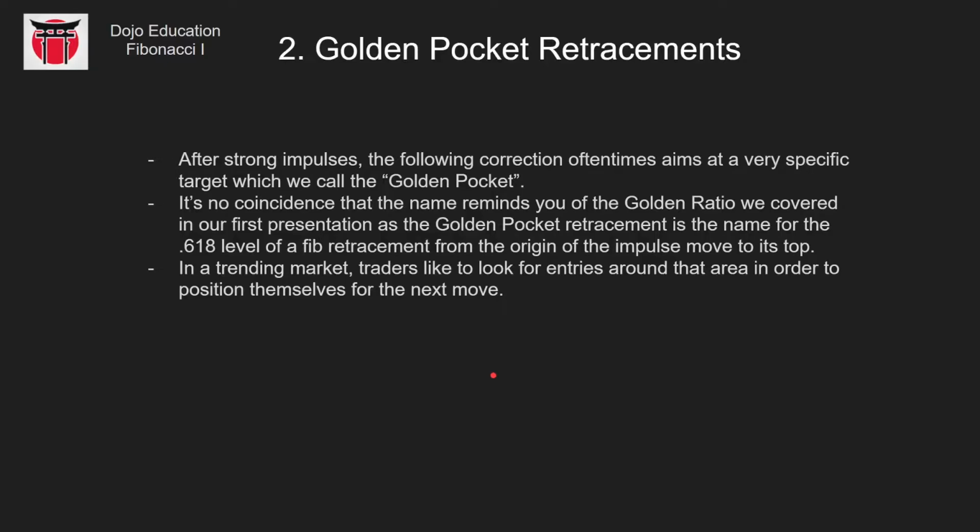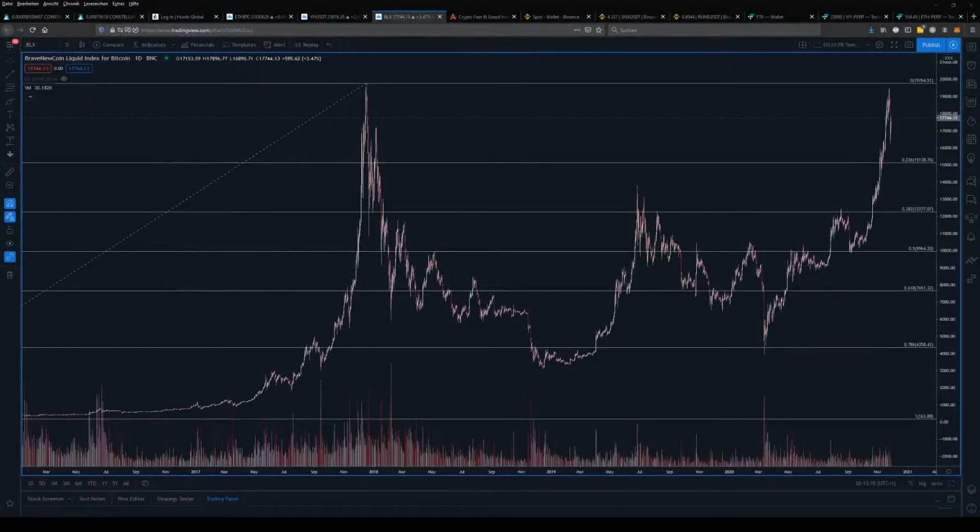In a trending market, traders like to look for entries around those levels. Like you get a strong impulse move and it pulls back, and you want to enter that trend and participate. And it can be difficult if you have no orientation at all. You might fall in at the top, or you wait too long and the market just takes off without you. So that's where the 0.618 level, that golden pocket retracement, can be very useful. Let me show you that on a couple of charts right now.